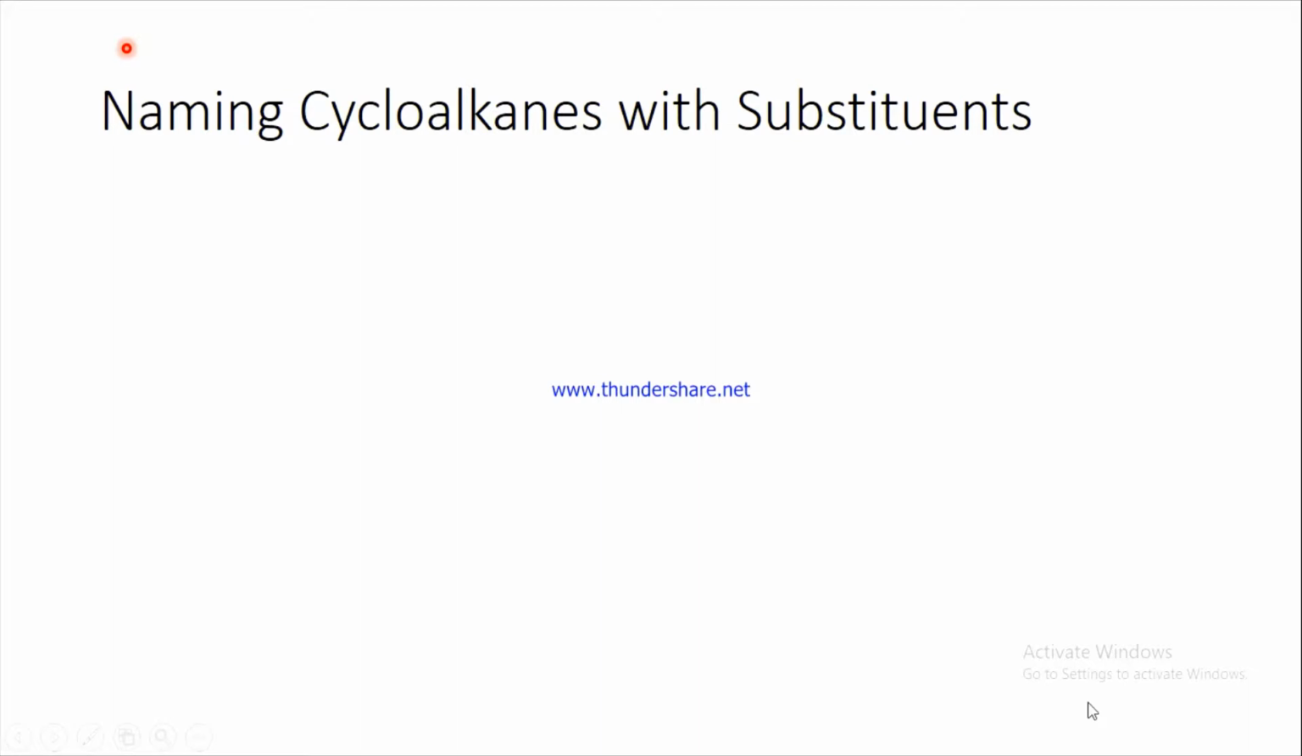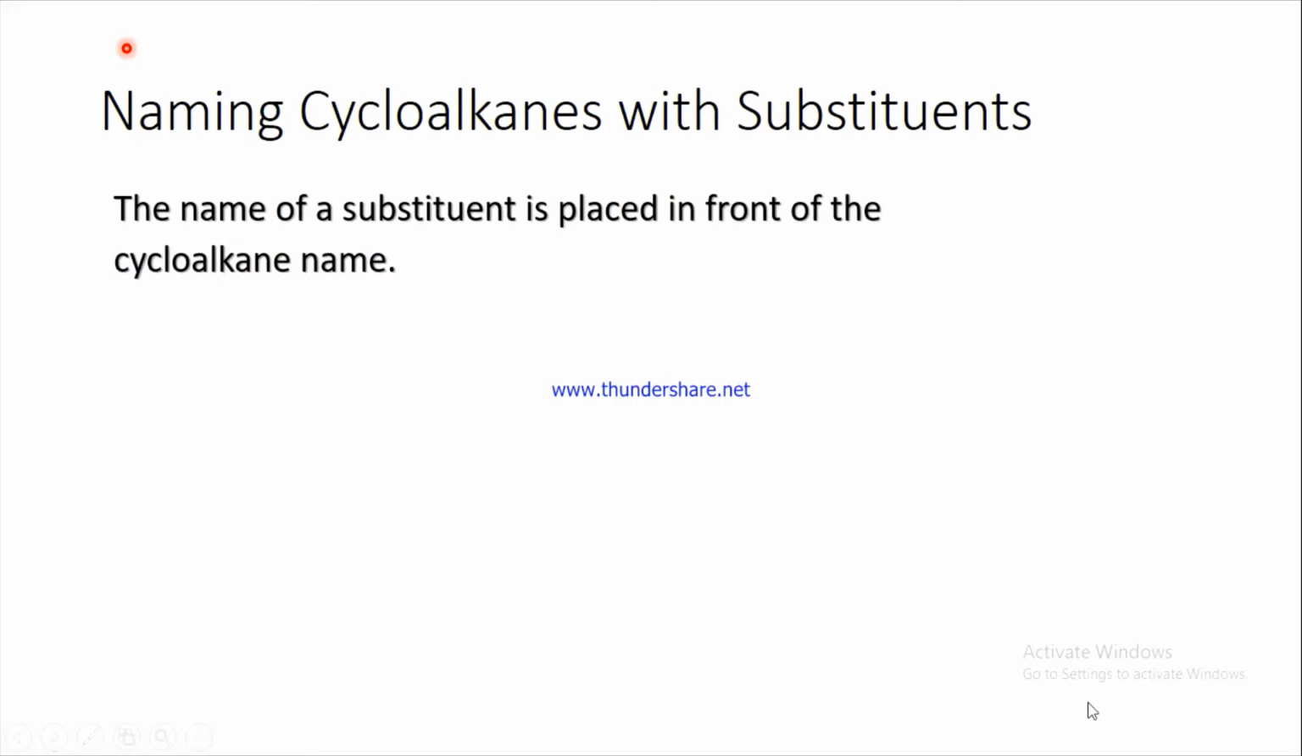Today we are going to try to name our cycloalkanes with substituents. To name cycloalkanes with substituents, the name of the substituent is placed in front of the cycloalkane. As in this case, we have here our cyclocompound, which is butane attached to a methyl group. So to name this compound, it automatically becomes methylcyclobutane. The substituent becomes the prefix of that particular name.